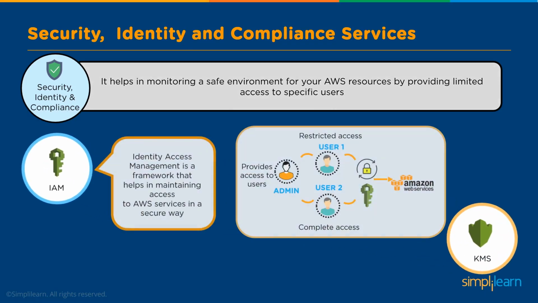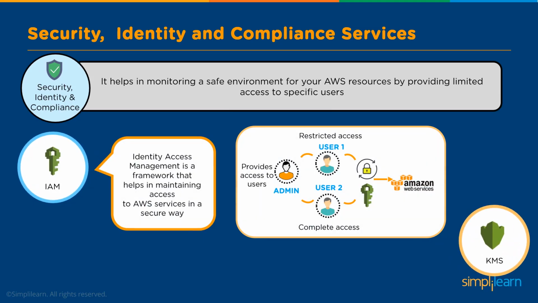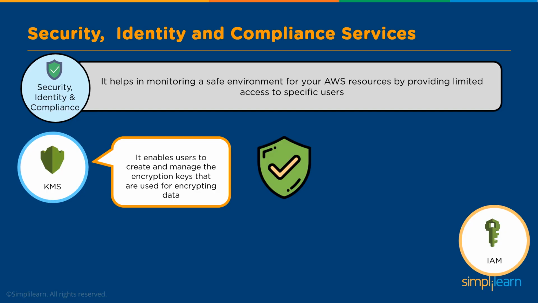Now, the IAM service, which is Identity and Access Management, is a framework that helps in maintaining access to AWS services in a secure way. What happens is that the admin, who has complete access to the AWS console, provides access to users, and there can be different users with privileges defined by the admin. Whatever permissions the admin gives them, they would have only that limited access on the AWS console. KMS enables users to create and manage the encryption keys that are used for encrypting data.